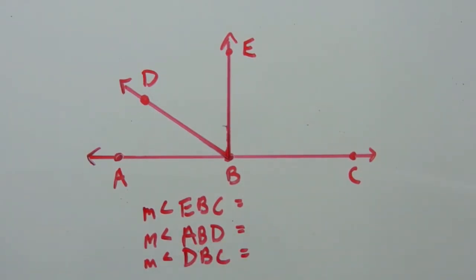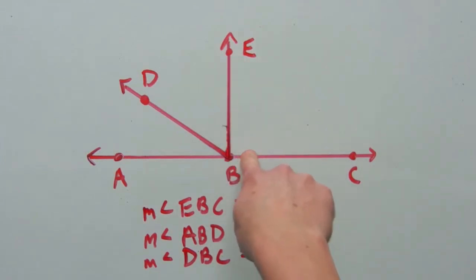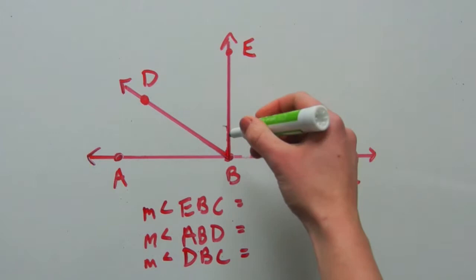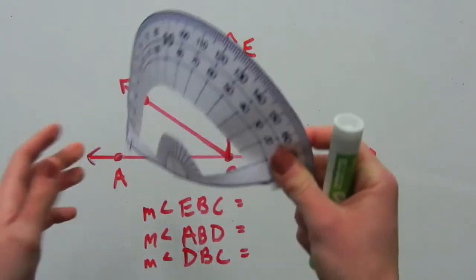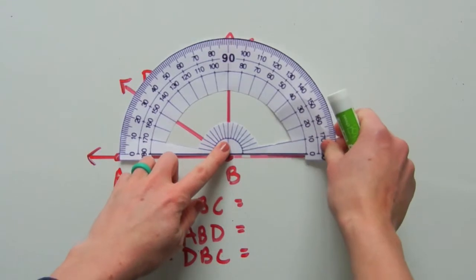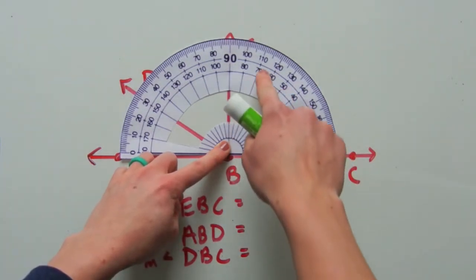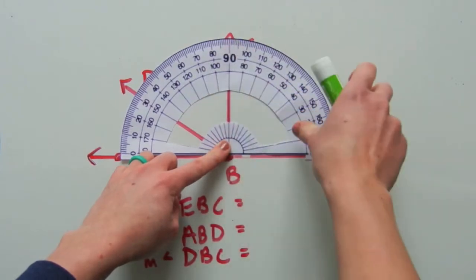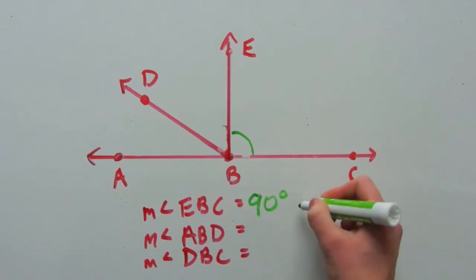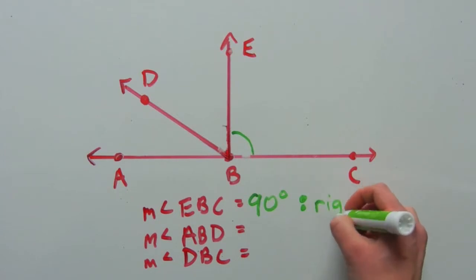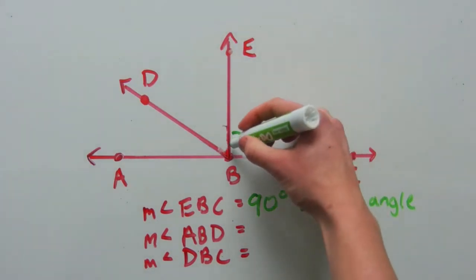Let's go ahead and first find the measure of angle EBC. So that is this angle, EBC. So we're looking at this measurement right here. Lining up our protractor on vertex B. The zero line follows through the ray BC, and we go up to the ray BE, and we can see that that is exactly 90 degrees. So the measure of angle EBC is 90 degrees, and we know also that 90 degrees is a right angle. So let's go ahead and draw the symbol for a right angle.